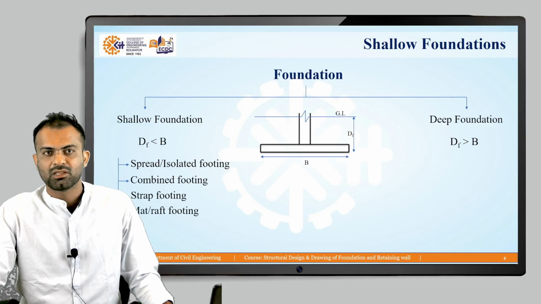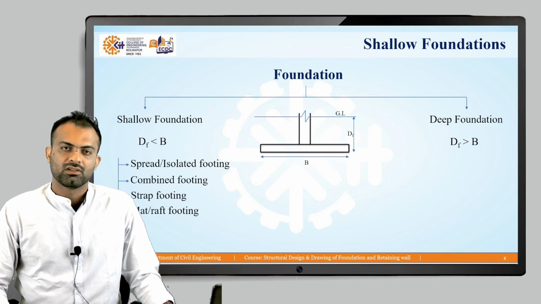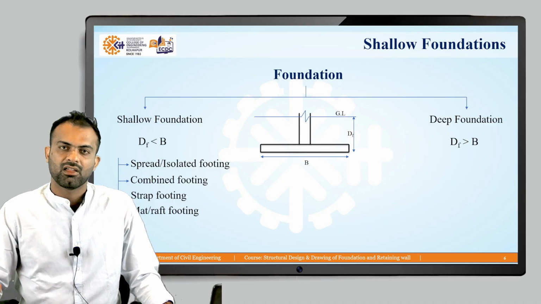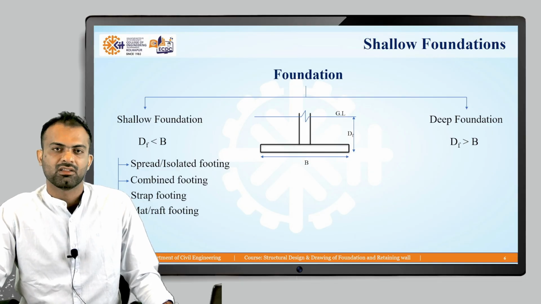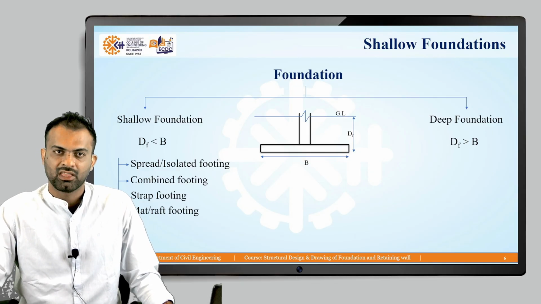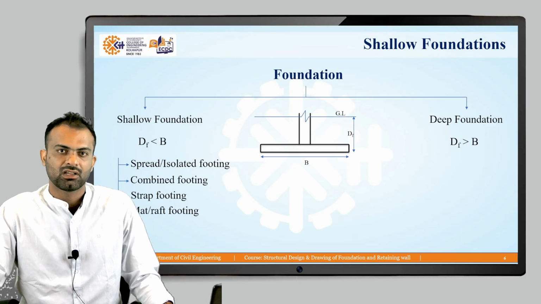And the final one is the mat or raft footing. That is, we are going to give a single foundation for all columns, so that we can overcome the differential settlement of the columns. If the soil bearing capacity is too low and prone to differential settlement, in that case we use the raft foundation.